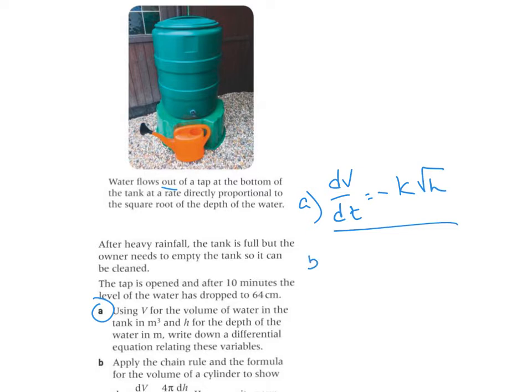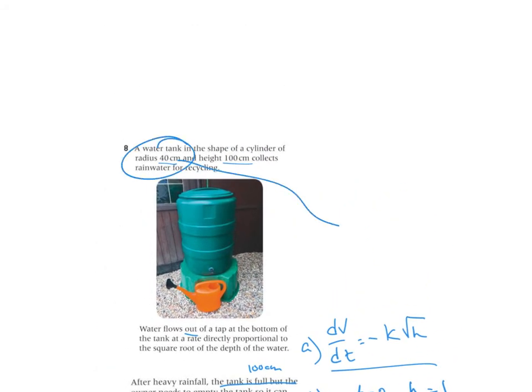Now, going to part B, there's a lot of information we have to keep track of. After heavy rainfall, the tank is filled. So when t equals 0, I know that the height is filled, 100 centimeters. But it also says meters cubed, so we have to make sure all our units are actually in meters. So my height is 1 meter. My radius here is going to be 0.4 meters.